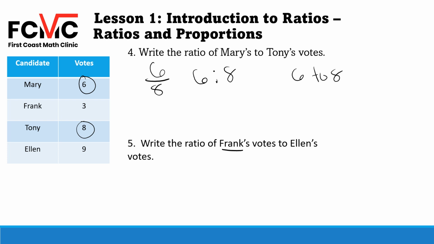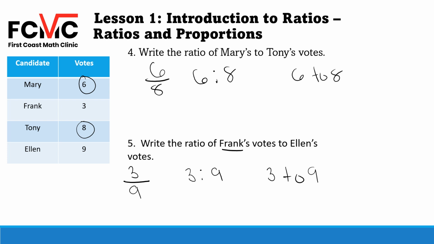And then number 5, write the ratio of Frank's votes to Ellen's votes. So Frank's votes is 3. Ellen's votes are 9, so we could have 3 over 9. And then using the colon, 3 colon 9, and then using "to", 3 to 9.